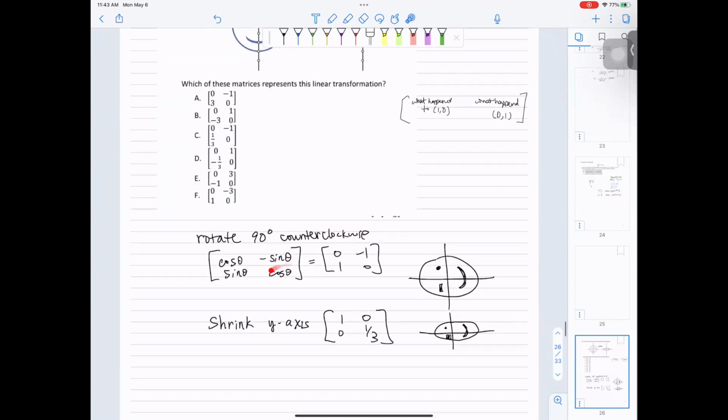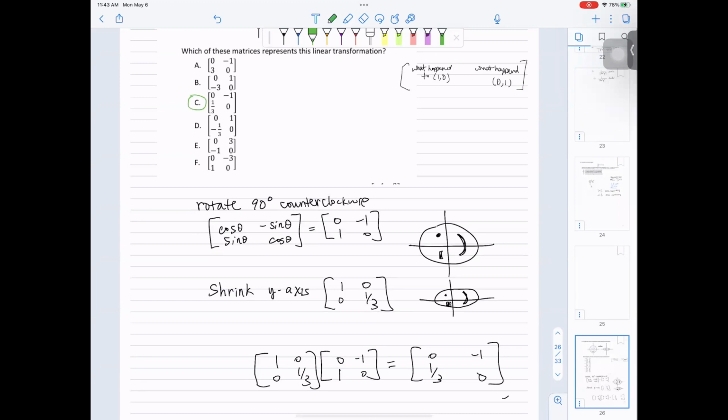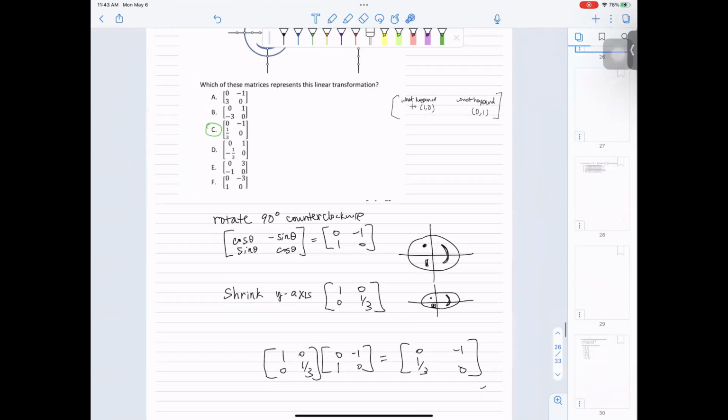So if I rotate first and shrink next, how do I multiply them? Remember, you multiply right to left. So whatever I did first was the rotating, and then I did the shrinking. This matrix multiplication gives me 0, a third, -1, 0. So C. This is one way you could have done it.